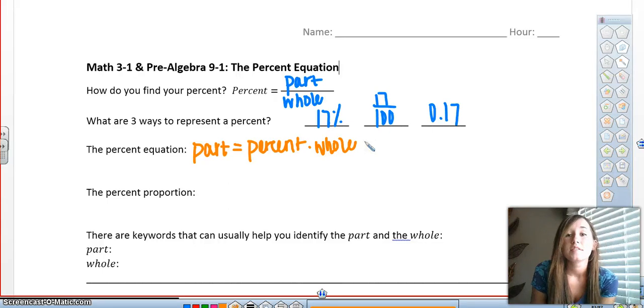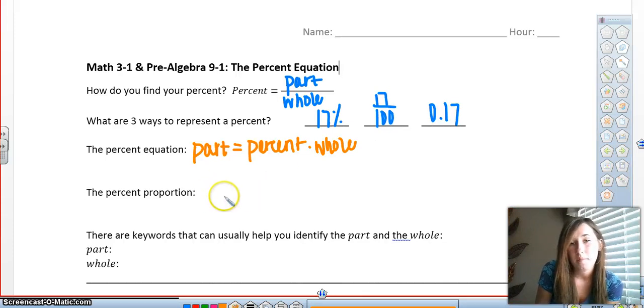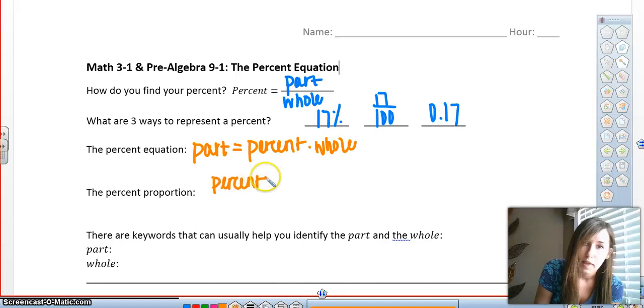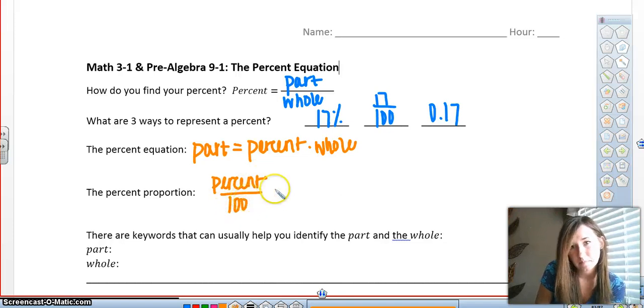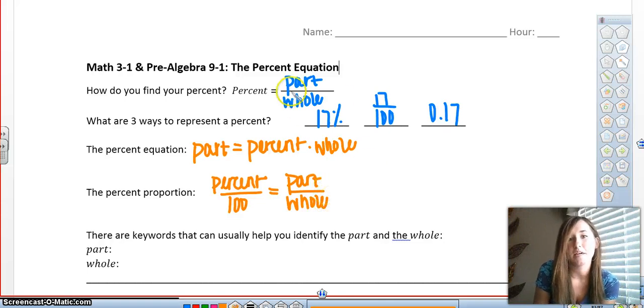Now, there's another way that we solve percent-related questions, using a proportion, which we learned about already. That would also be going back to this idea that percent is the part over the whole. We say that the percent, and we put it over 100, equals the part over the whole. This is the percent proportion. Kind of the same idea of what we started with, just getting that 100 in there so we have a nice proportion.